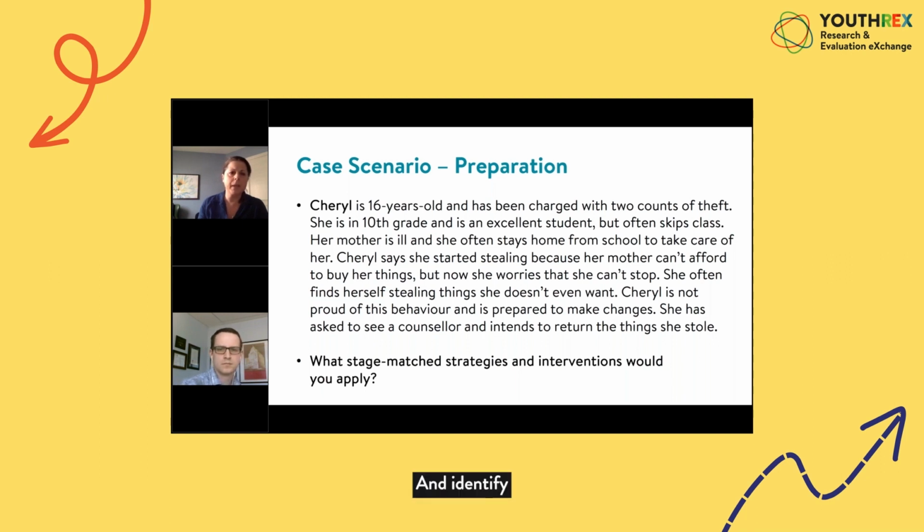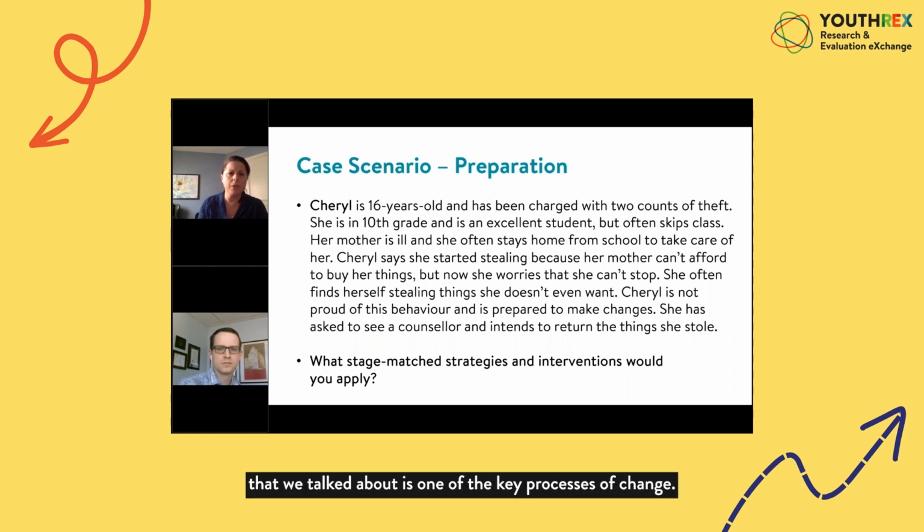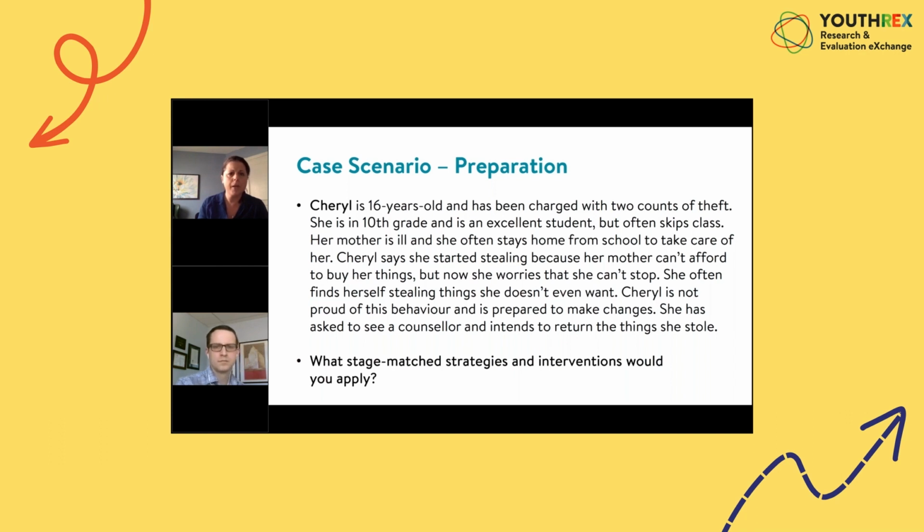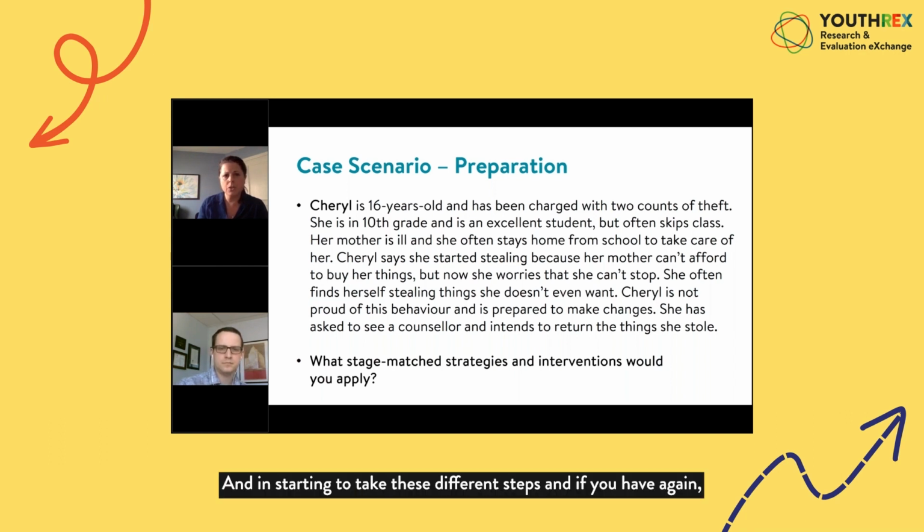What does that look like? And identify those helping relationships that we talked about as one of the key processes of change. Who in your life can support you if your mom isn't in a position to, because she's not well? Who is someone else that can support you in starting to take these different steps?